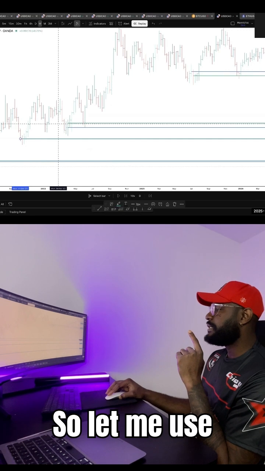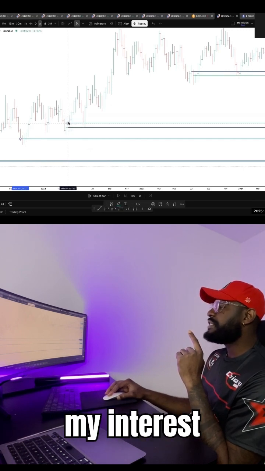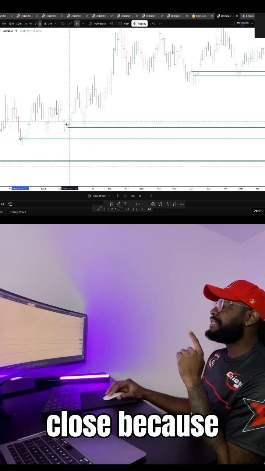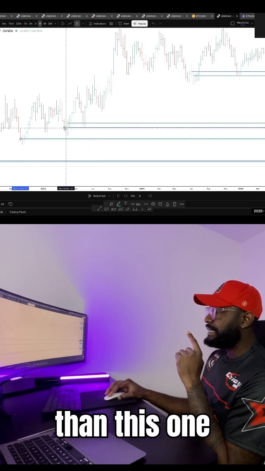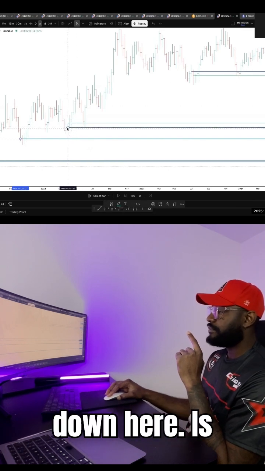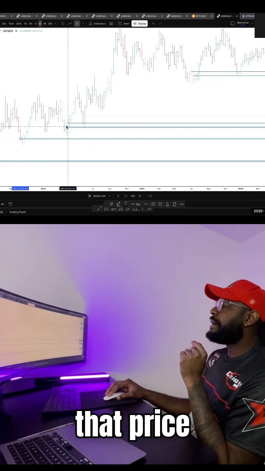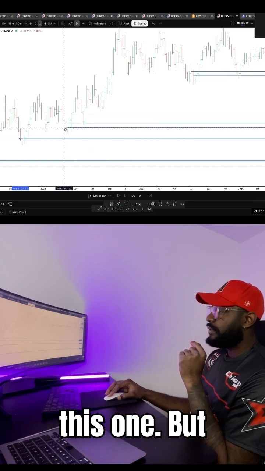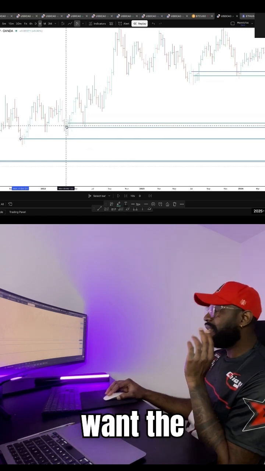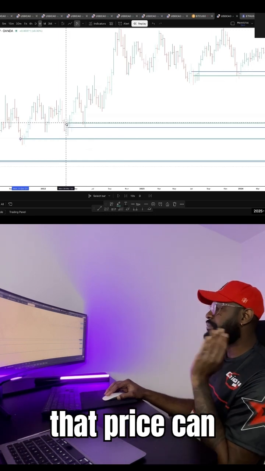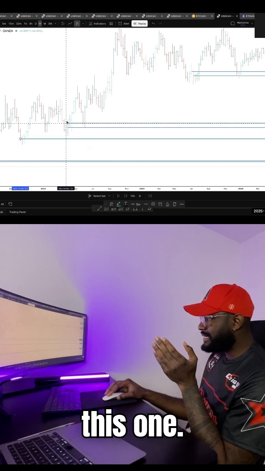So let me use something different. So this one, you can see this is the open, right? This is the close. My interest in this one is on this close because it is closer to the price action. It is closer for price to tap than this one down here. Is that making sense? Yes, sir. Now, it doesn't mean that price cannot tap this one, but you don't want to leave your entry on by chance. You want the closest, the easiest area that price can mitigate. That is this one. The first area it will mitigate is this one.